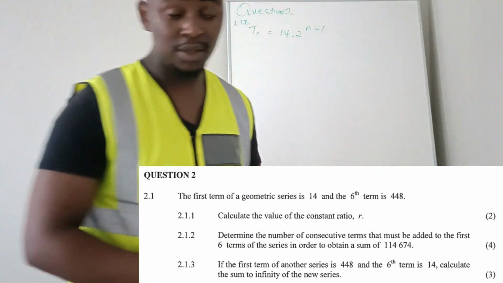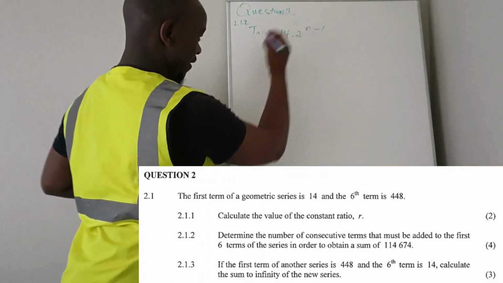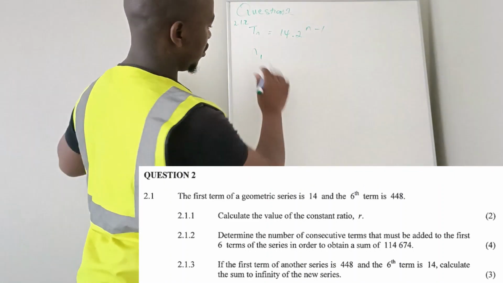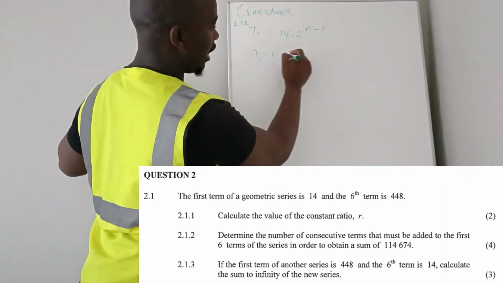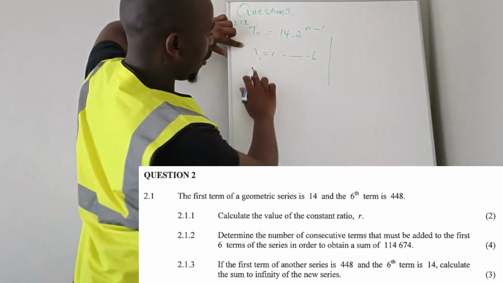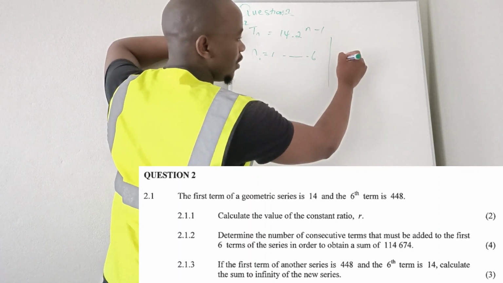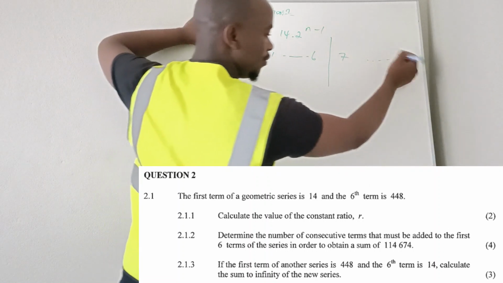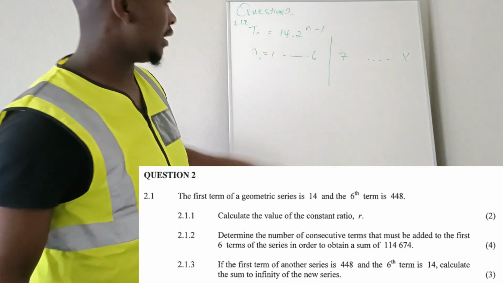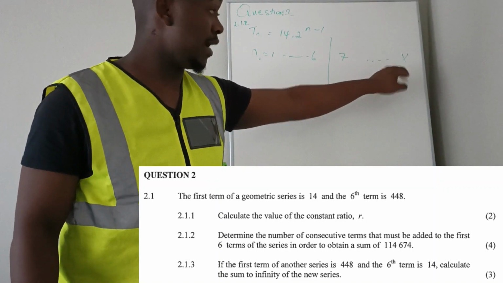But the best way to analyze this question is that we already have term number 1, n equals 1, up to n equals 6. Now we're trying to find out how many other terms we can add. So term number 7 up to term number, we don't know. So this is term number 7 and this is term number x.